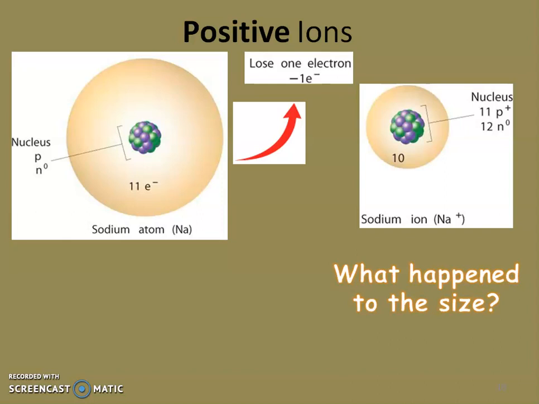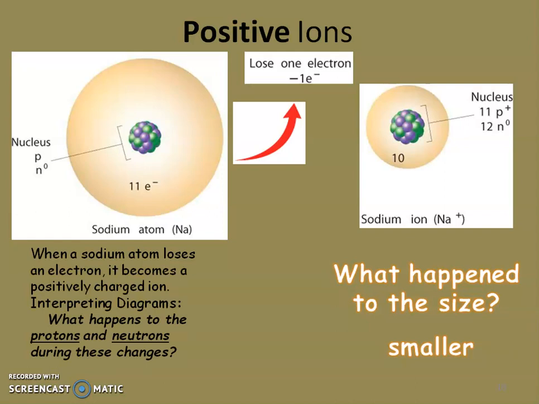Okay, so what happened to its size? Notice, it actually decreased in size. It got smaller. Well, that should make sense. If I'm losing something, I should get smaller. Now, what happens when a sodium atom loses an electron and now it becomes positively charged? What happens to the protons and neutrons? Nothing. All right, protons and neutrons never change when we're dealing with ions.